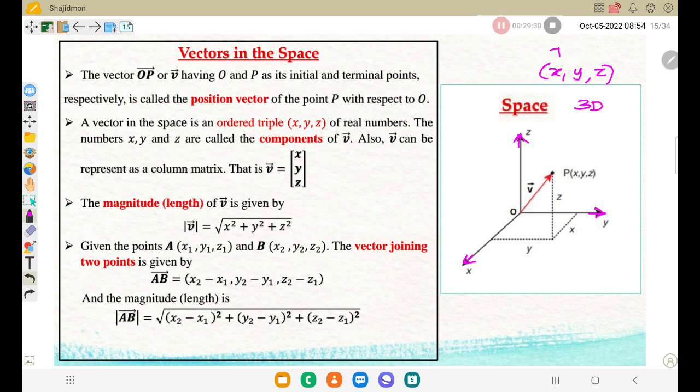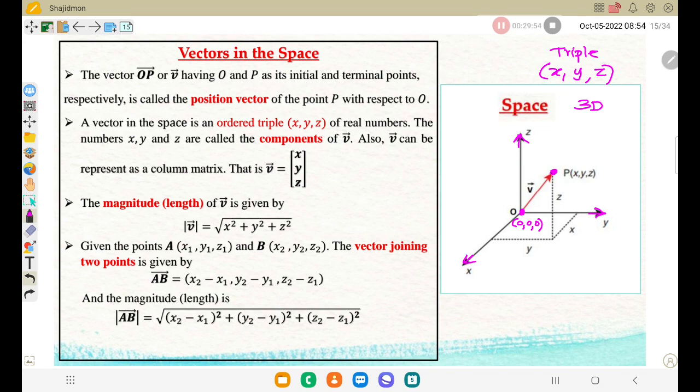We call this an ordered triple. In the plane we discussed a pair, but here it is a triple, or triad. Order should be maintained: x is the first number, y the second, z the third. Now, when we take the center point O here, O is (0, 0, 0), because x is 0, y is 0, z is 0.